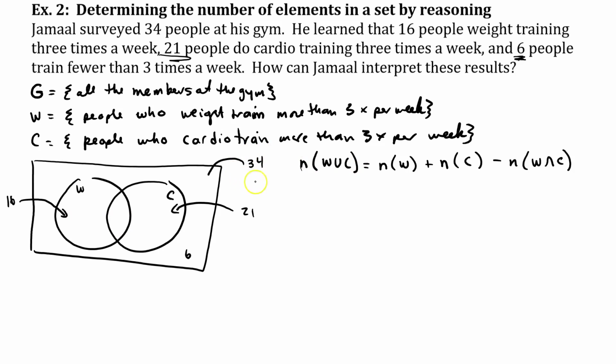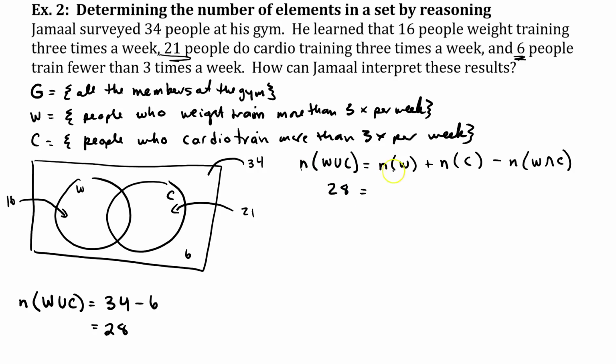We have the total number here is 34. So N of W union C, the number in W union C, is the total number 34 minus the complement of W union C, which is 6. 6 is the number that doesn't fit into either, so it's 28. So I know what my number in W union C is.